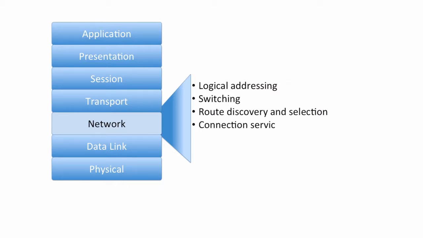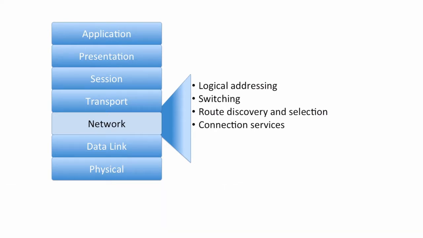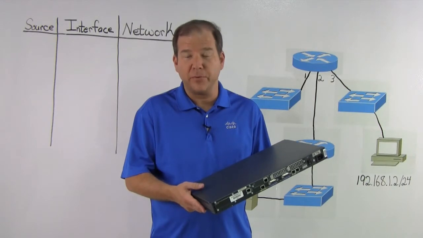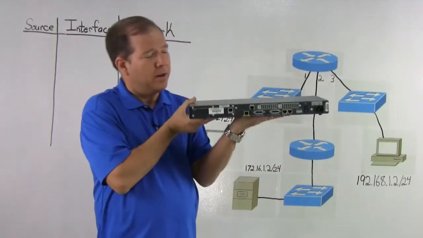Layer 3 is also concerned with connection services, and here we're talking about things like flow control. If the sender is sending too rapidly, we can ask it to slow down. If packets get out of order, the network layer is capable of reordering packets and putting things back in the correct order. And we were mentioning that a hardware device that lives at the network layer is a router. Let's now take a look at an actual router and consider, how does a router make its routing decisions? A common device that we see at the network layer, layer 3 of the OSI model, is a router. This is a smaller, older Cisco router, but it's got a few interfaces.